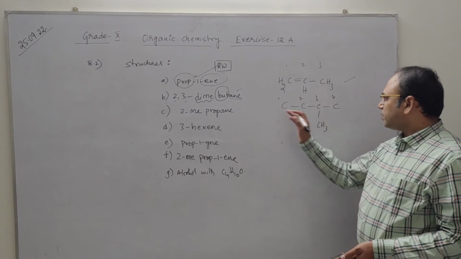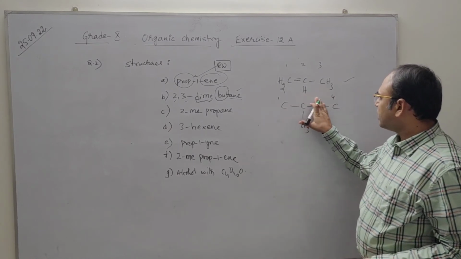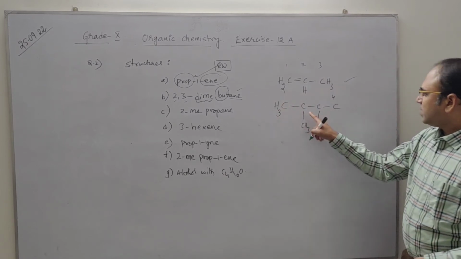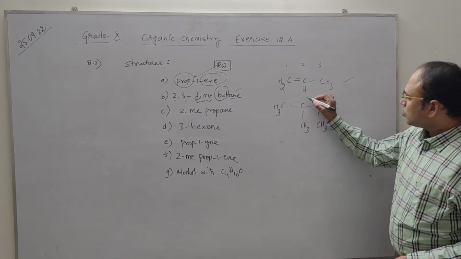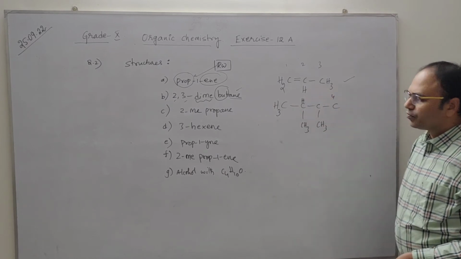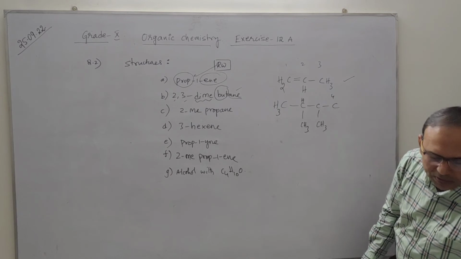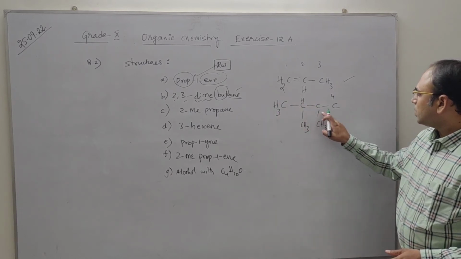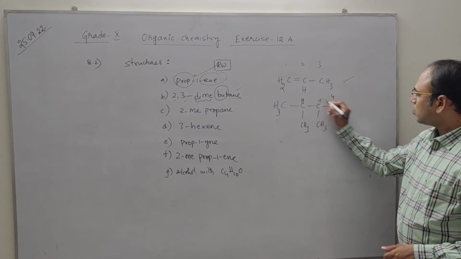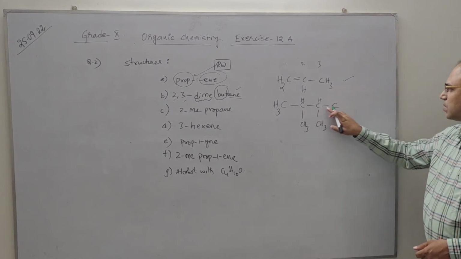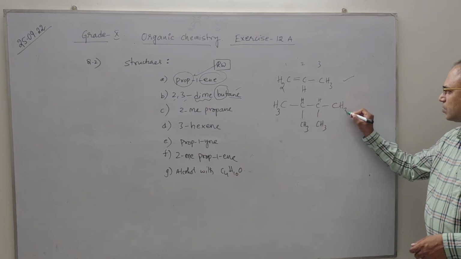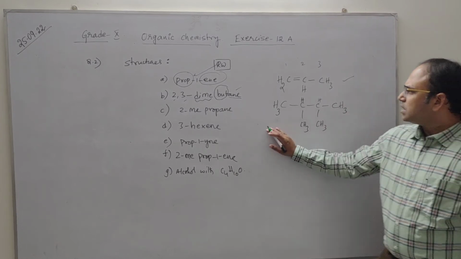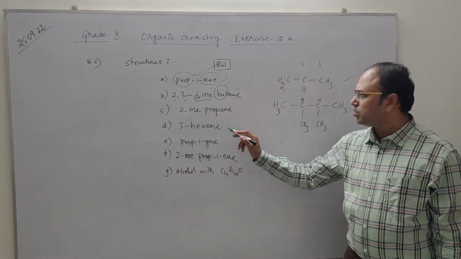Now the last step, complete the hydrogens. So how many hydrogens are there for this? 3. Now 3 bonds are there already, so remaining 1 hydrogen. We know the tetravalency of carbon, that is why we are writing 4 bonds. Now 1, 2, 3 carbons, remaining is 1. Now the last carbon, only 1 bond is there, so we have to fill 3 hydrogens there. So this is the structure for 2,3-dimethylbutane.